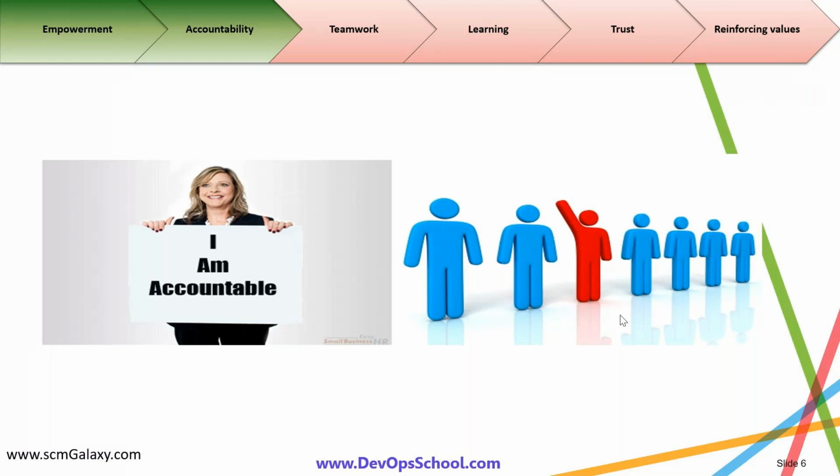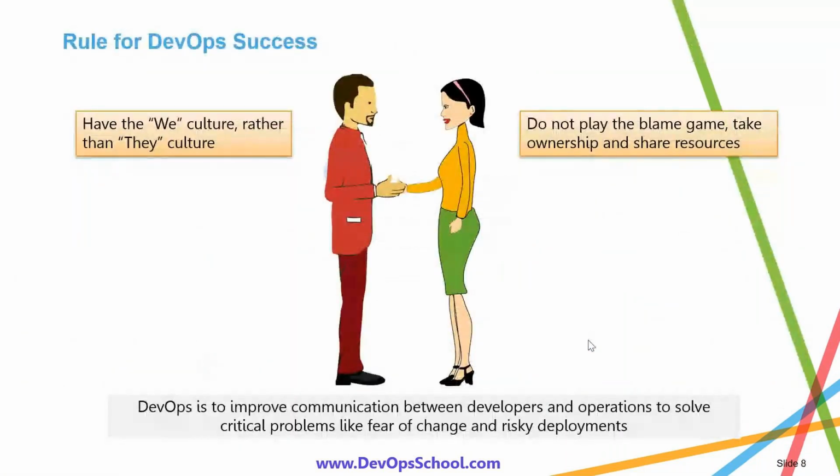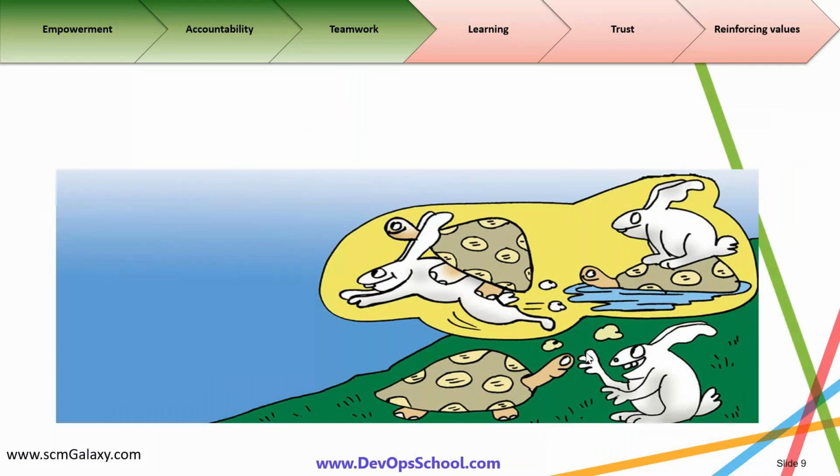That's the mindset change I'm talking about. We all are accountable, and if there is any problem, we all stand together. We should work together for that goal as a team, not multiple teams. Not my fault. You cannot say that in a DevOps culture. You have to work on it. You have to change the mindset. You have to empower each other.